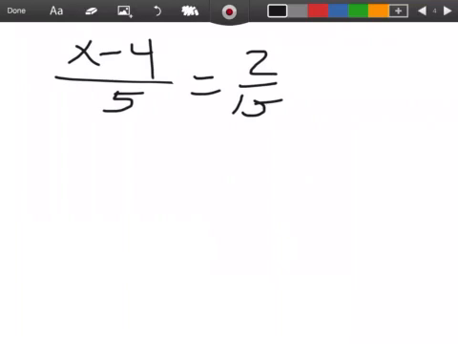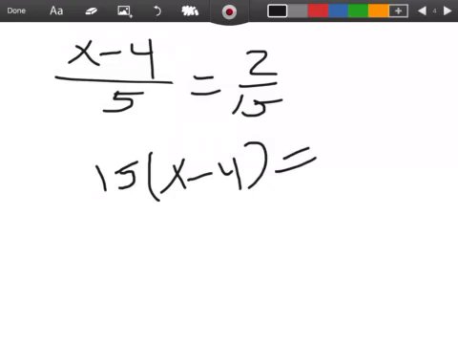Our next question says x minus 4 over 5 equals 2 over 15. The way we would do it is the same way. So 15 times x minus 4 equals, oh no, this is 3, not 5, equals 2 times 3. Let's just change up the numbers a bit to make it a little bit easier.